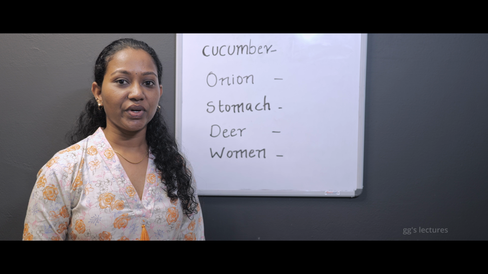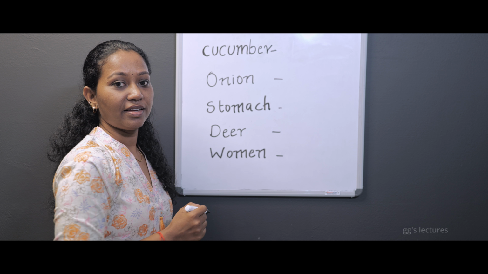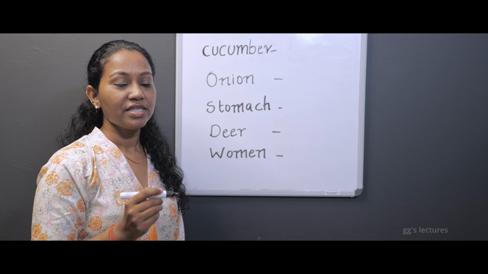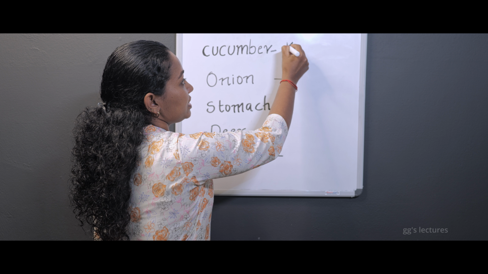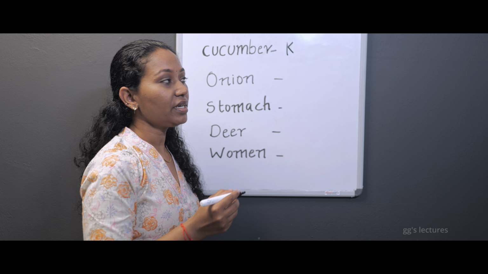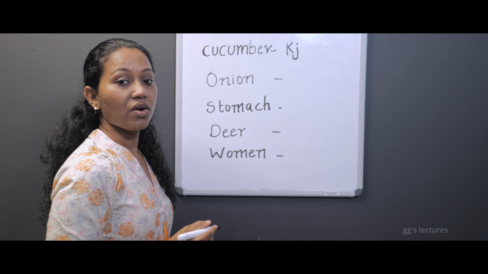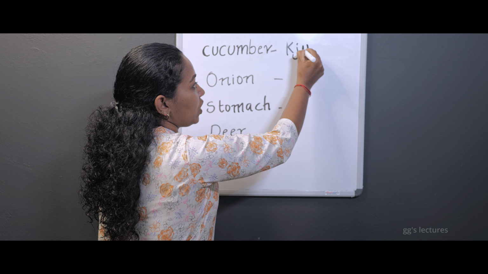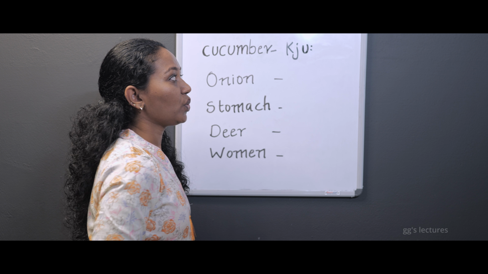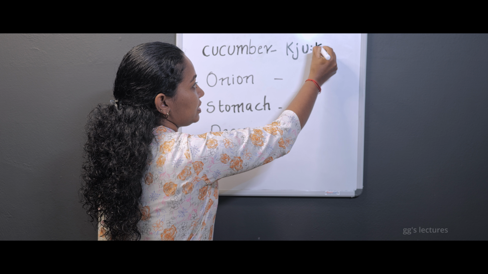Here goes the first word. C-U-C-U-M-B-E-R. It's a name of a vegetable. So let's transcribe the first word. The first sound is K, the consonant sound K. Next is yuh, consonant sound yuh. Then comes the long oo sound. Oo, vowel sound oo. Again comes the K sound.